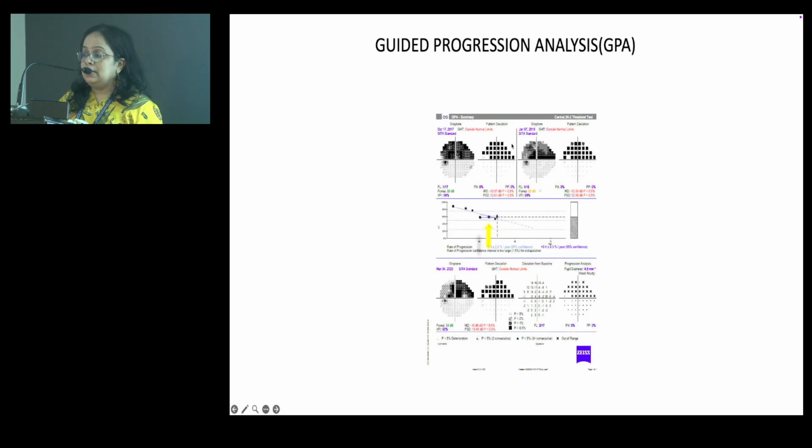And there is one more thing. If the same rate of progression is happening and you are doing some intervention, like here the patient underwent a surgery, then the baseline field should be changed, so that the next 2 fields are taken as a new baseline field, and you get a new rate of progression. If you keep the same previous baseline field, it's a wrong rate of progression. So after any intervention, change your baseline field and look for the newer progression rate.